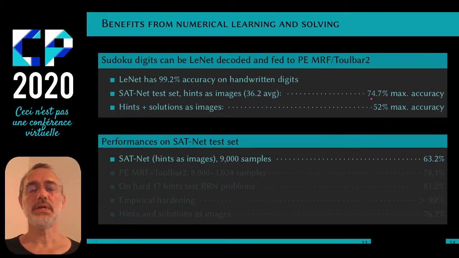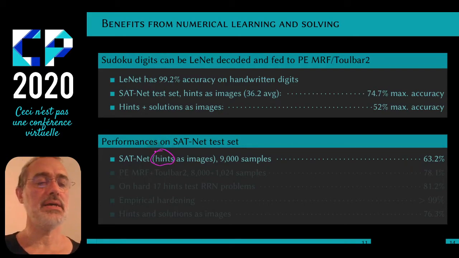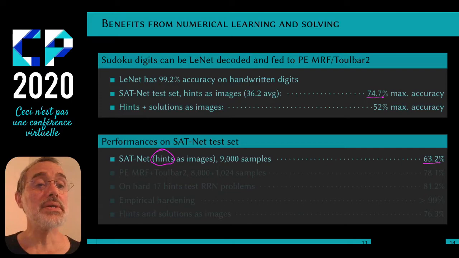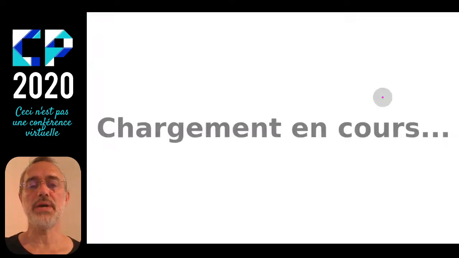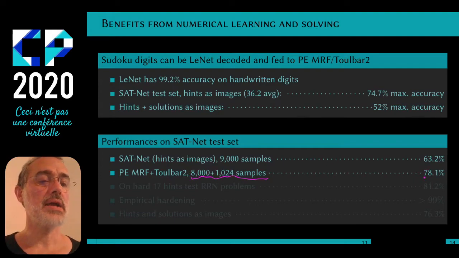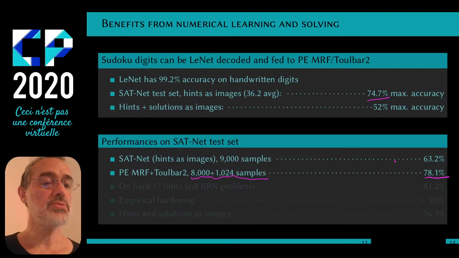So how do we do, and how does SatNet do on this problem? SatNet, using only ints encoded as images, does pretty well. It's a bit below the theoretical maximum accuracy, but it's not too bad. But PMRF, with almost the same number of samples, is actually able to exceed this limit, just because we take the numerical confidence of LeNet as input to toulbar2, and so when LeNet is very unconfident, we are able to correct its mistake.